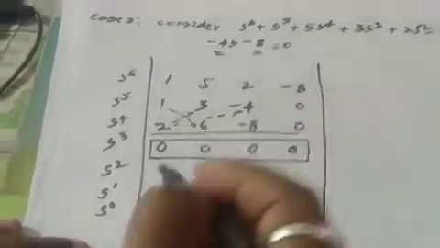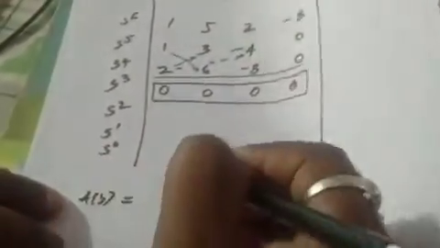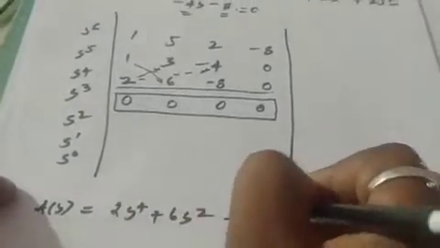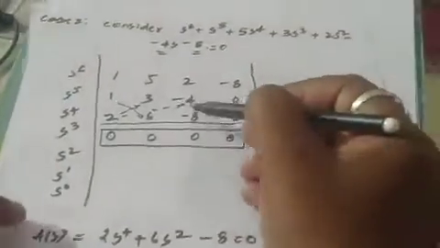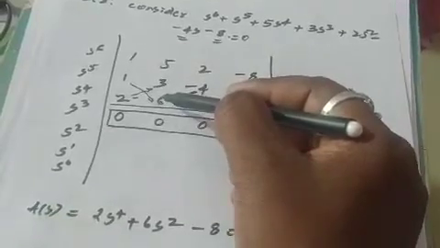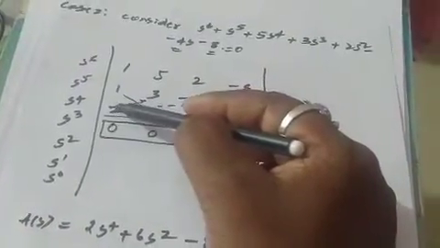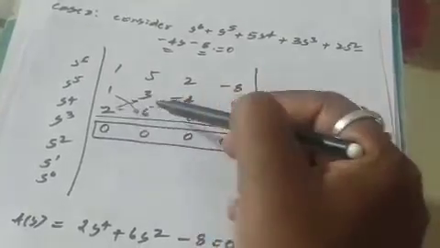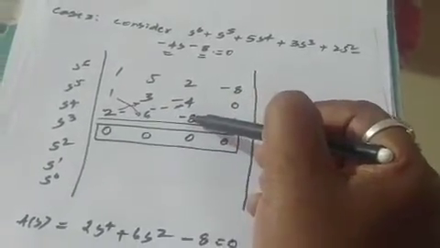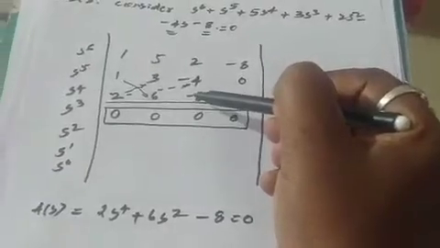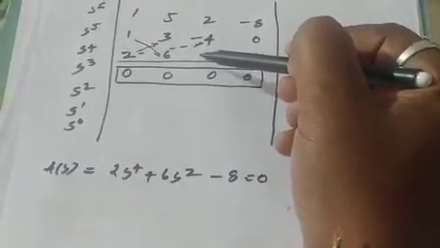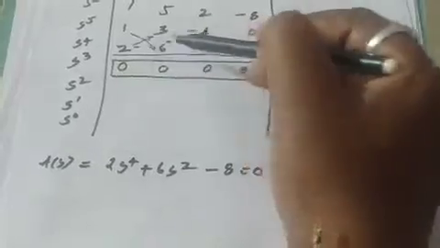So this auxiliary equation will become A(s), the auxiliary polynomial. So A(s) is equal to 2s^4 plus 6s^2 minus 8 is equal to 0. So all these terms must be even powers: 2s^4, 6s^2, minus 8. Odd powers of terms should not be constructed by using this auxiliary polynomial.